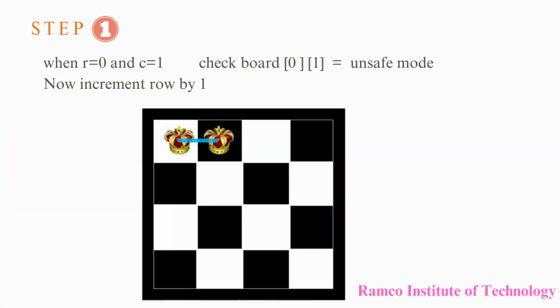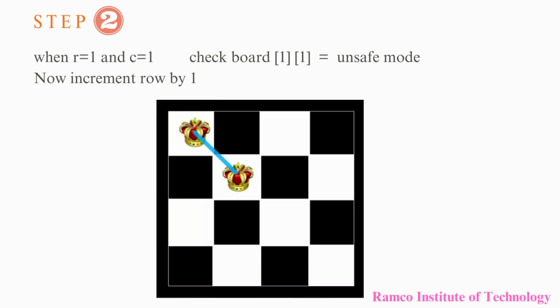In step 1, R equals 0 and C equals 1. So check 0 and 1. It is unsafe mode because one row contains 2 queens. So we will increment the row value by 1 and move on to the next step. In step 2, R and C are 1, and we check the board 1 and 1 value. It is also unsafe mode because two queens are in the same diagonal. So we will increment the row value by 1.